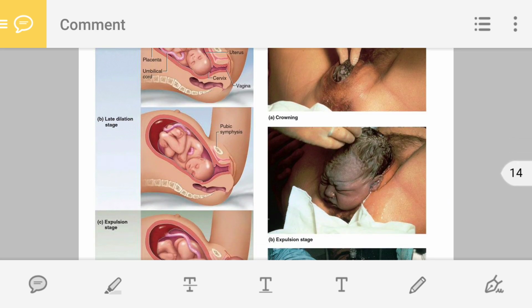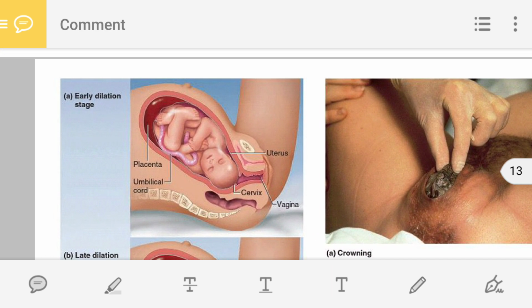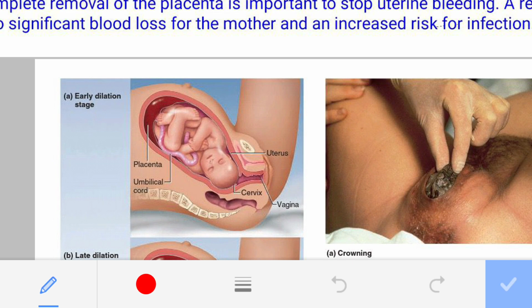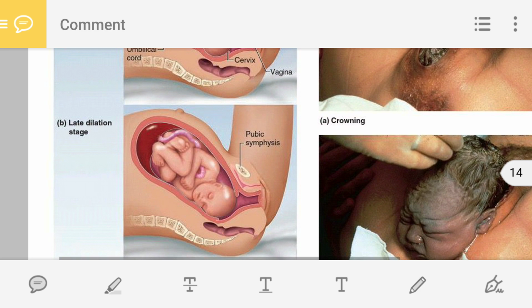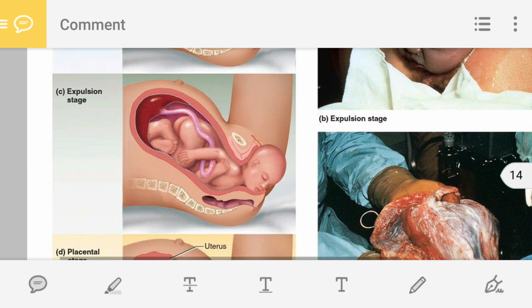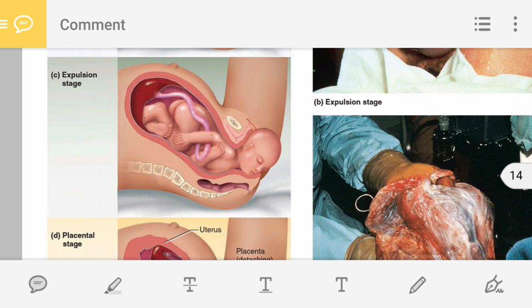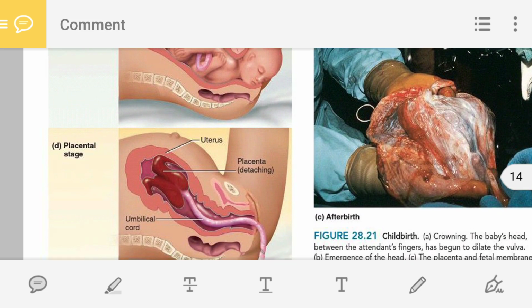for example, in this figure, you just observe, this is the baby's body. Okay, this is the pink color umbilical cord, and here the placenta is shown. Over here also baby's body, umbilical cord, and this one is the placenta. Okay, expulsion stage. Okay, and this is the placental stage.